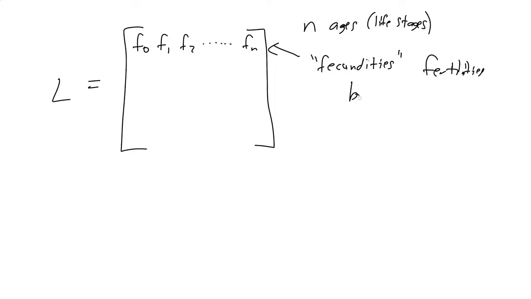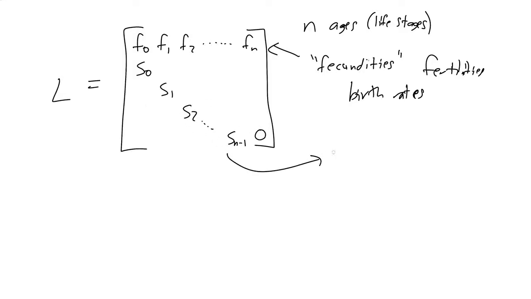Another way to think of that is birth rates. Fecundities just sounds cool, okay? Now, the other thing we're going to have in this matrix is S0 right here, and we're going to have S1 here. Notice I'm going down, S2, all the way down to S of n minus 1, and then we're going to have a 0 in the bottom right corner, and you'll see the reason for that madness in a minute.